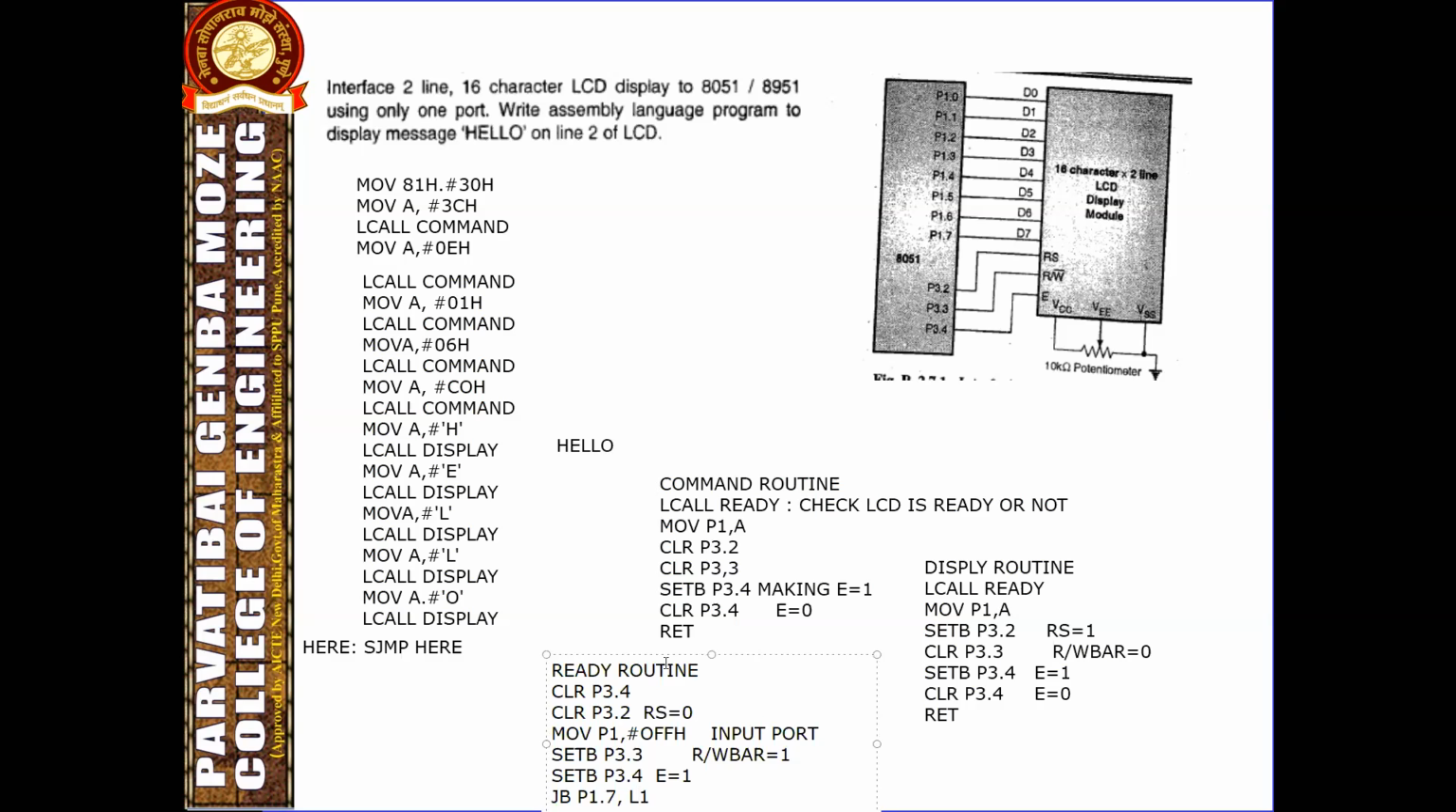So what is the L1 loop? This L1 starts from here. Sorry, this is collapsed. This is the L1 here, with some spaces in between. Then after that, write the instruction clear. If the 7th bit of the bus is free, then we can clear P3.4. Clear. So this is the subroutine ready.